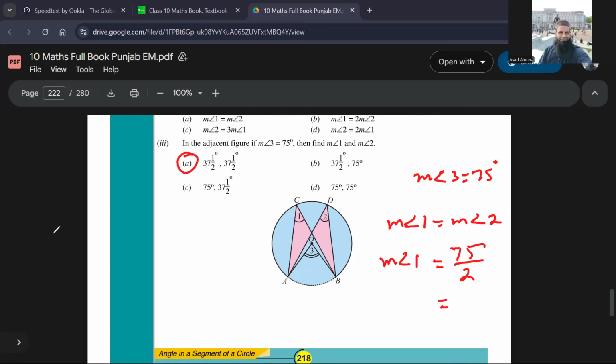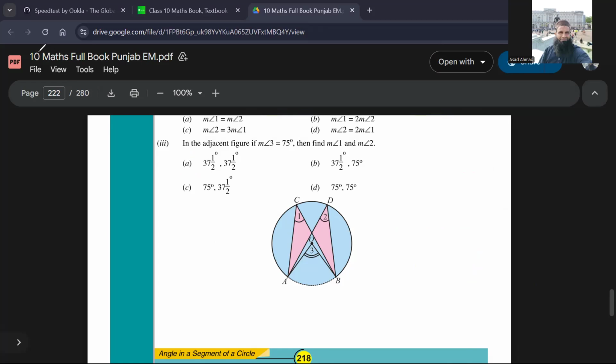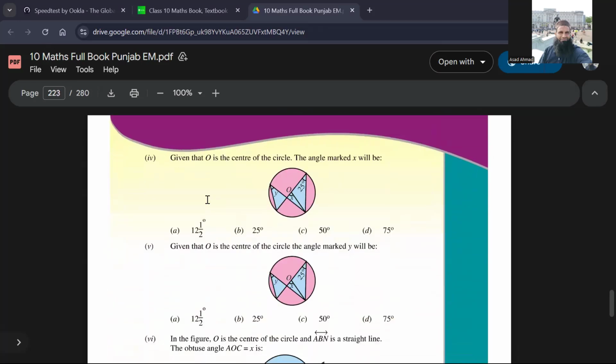Next. Given that in this diagram, O is the center of the circle, then marked angle X would be. We have to carefully see that 25 degree is the circumangle and the corresponding central angle is X. So it should be 2 times 25 because central angle is double the circumangle. So it will become 50. So option number C will be the correct answer.